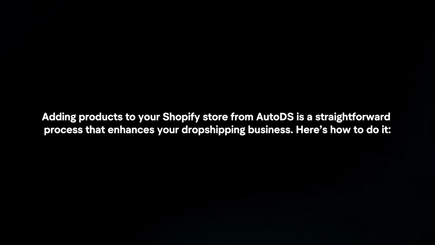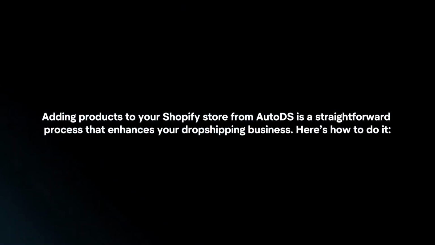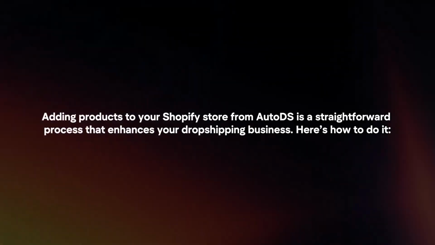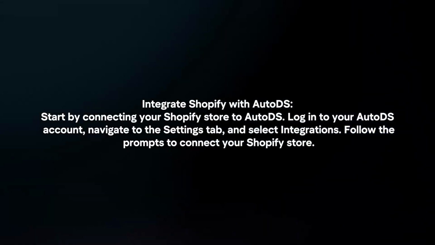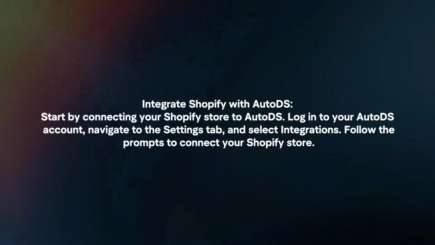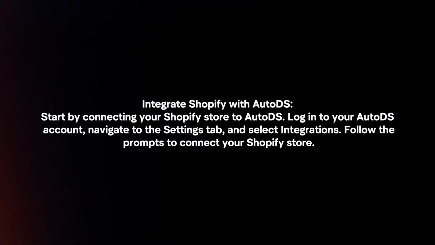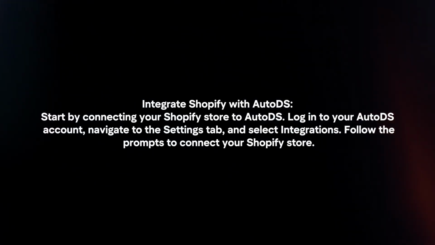Adding products to your Shopify store from AutoDS is a straightforward process that enhances your dropshipping business. Here's how to do it. Integrate Shopify with AutoDS. Start by connecting your Shopify store to AutoDS. Log into your AutoDS account, navigate to the Settings tab, and select Integrations. Follow the prompts to connect your Shopify store.